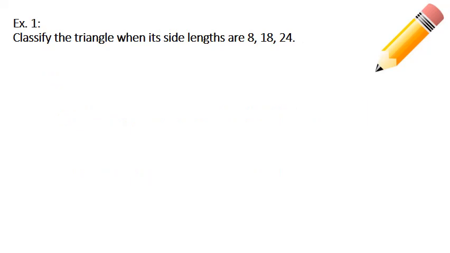Okay, so let's look at the first example. We need to classify the triangle when its side lengths are 8, 18, and 24. When they say classify, they're asking us to say, is it obtuse, acute, or right? What kind of triangle is it according to its sides?